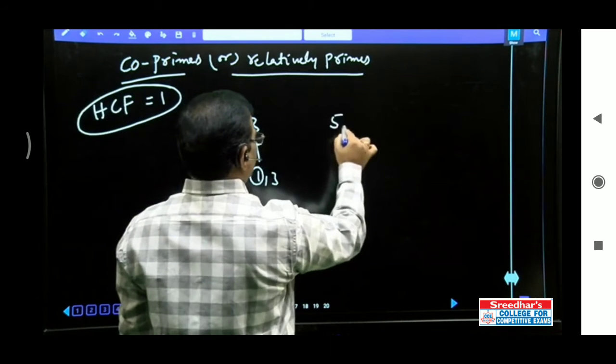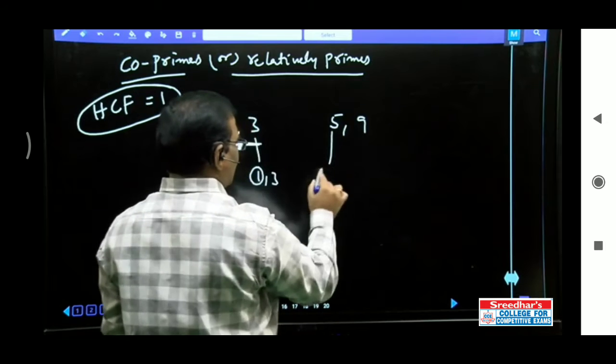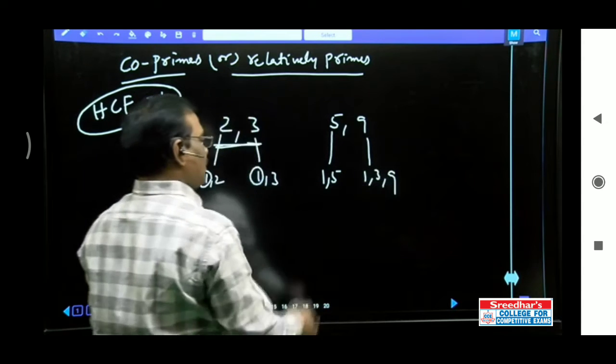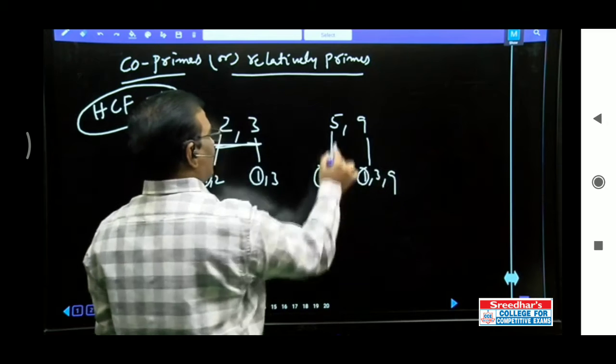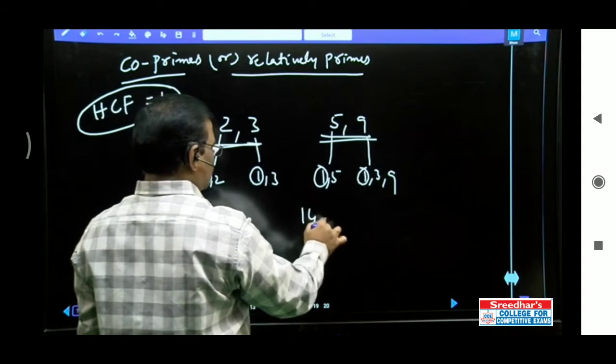And 5 and 9 are relatively primes. This is a prime number, this is a composite number. 5 has only two factors, 1 and itself, but 9 has three factors: 1, 3, 9. But the highest common factor is only 1. Therefore 5 and 9 are relatively primes. Like 14 and 15 are also relatively primes.